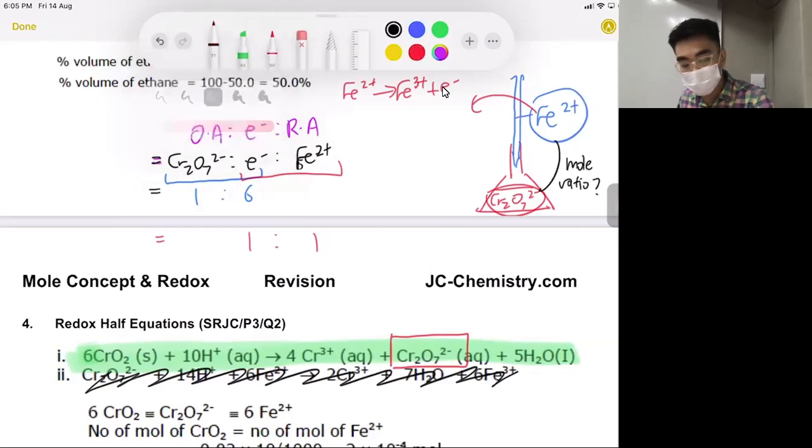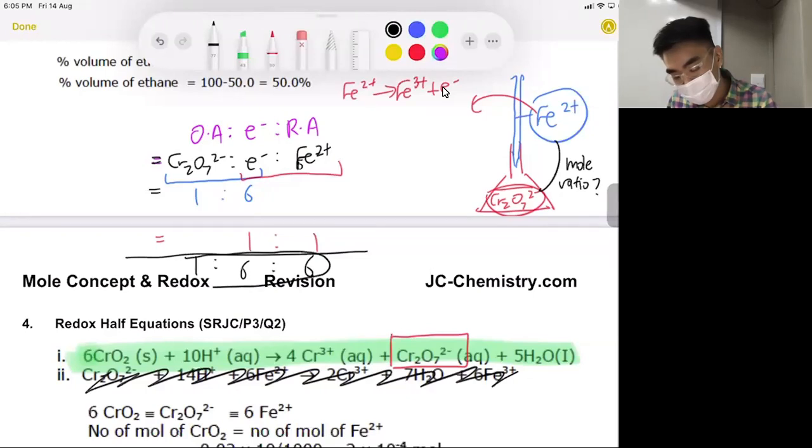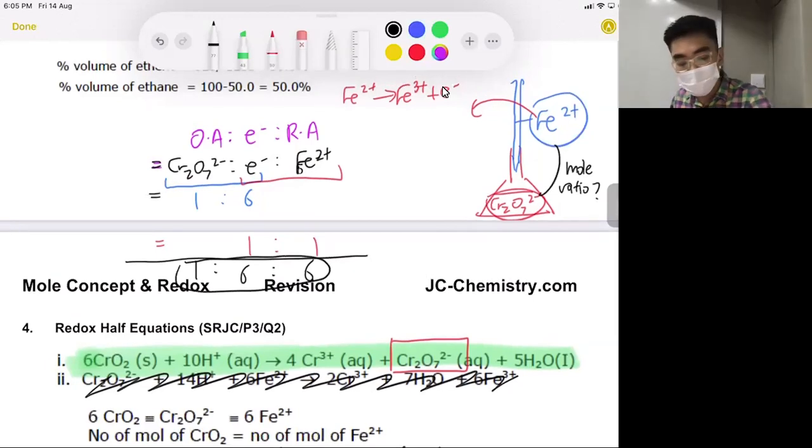So this is just a quick way to solve this very fast. You don't need to write another half equation. After I tabulate 1:6 and 1:1, I should tell myself that the overall ratio for this relationship is 1:6. Are we all comfortable? 1:6. Where do I get these two ratios from? These two ratios are from the data booklet.